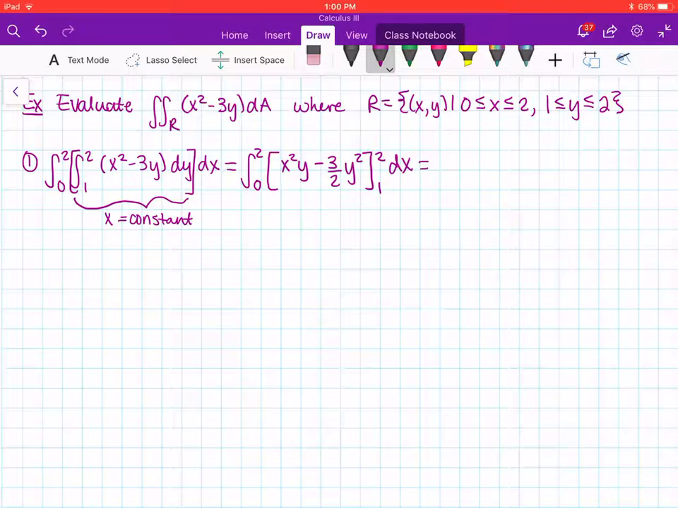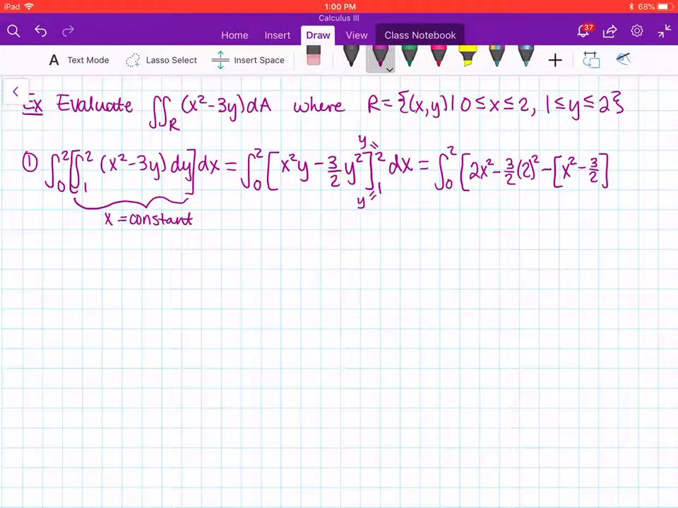Alright, so then we're going to substitute in for y. Now remember, this is y equals 2 and y equals 1. So here we go, we got 2x squared minus 3 halves, and y is 2. And then we have to subtract when we substitute in y equals 1. So that's x squared minus 3 halves. And we still have to integrate with respect to x.